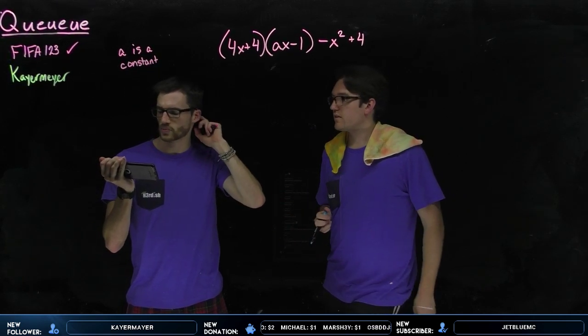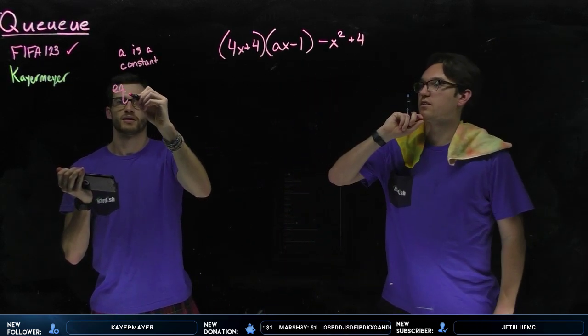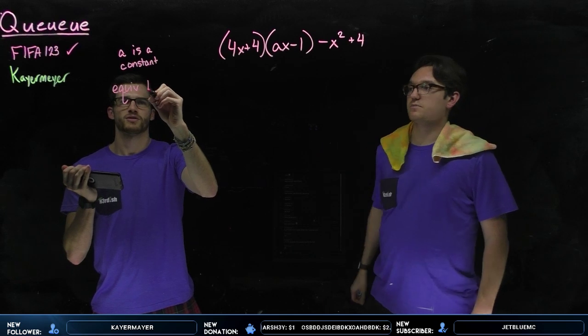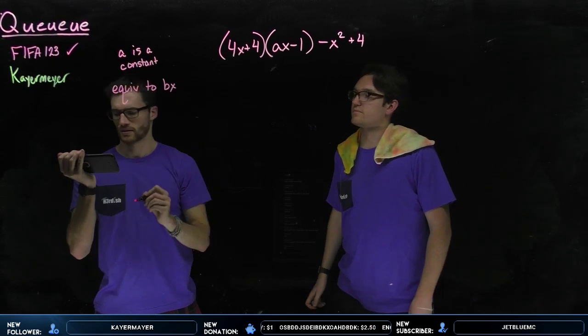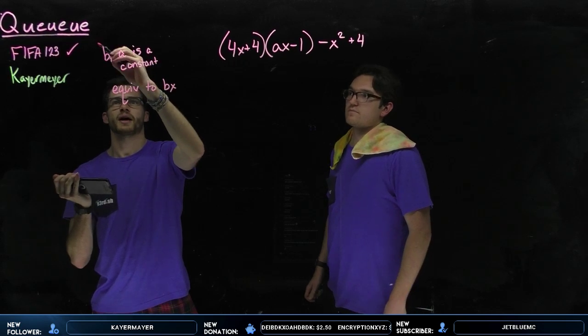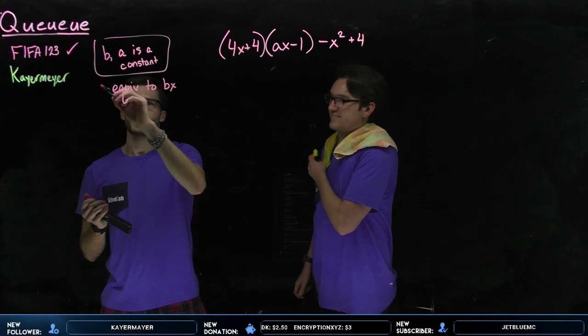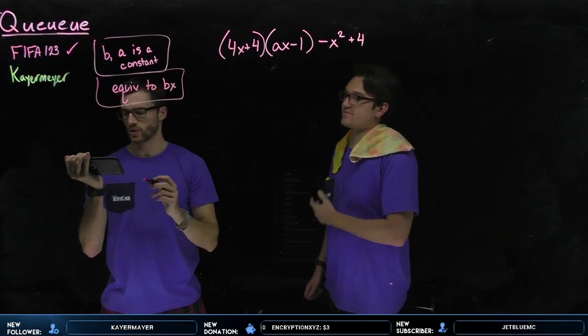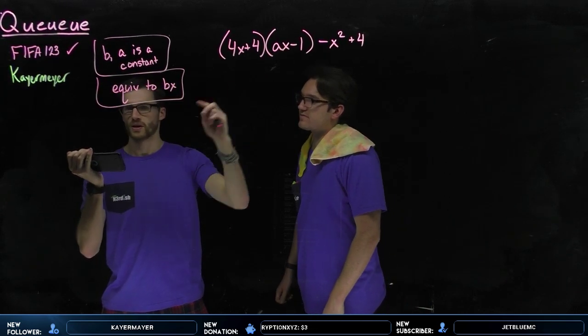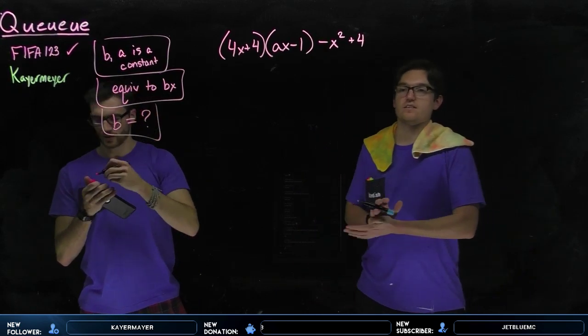If the expression above is equivalent to bx, and b is a constant. So we're going to say a and b are constants. And then we also know that this thing is equivalent to bx. What does b equal? That's what we're looking for. Fantastic. So, Brady, what do you want to do with this stuff?